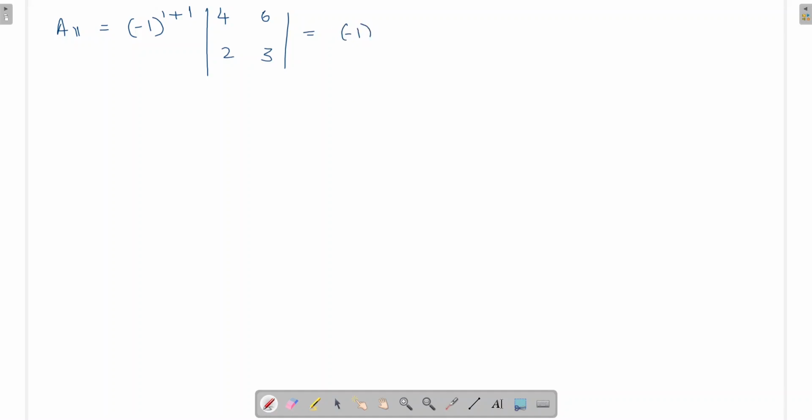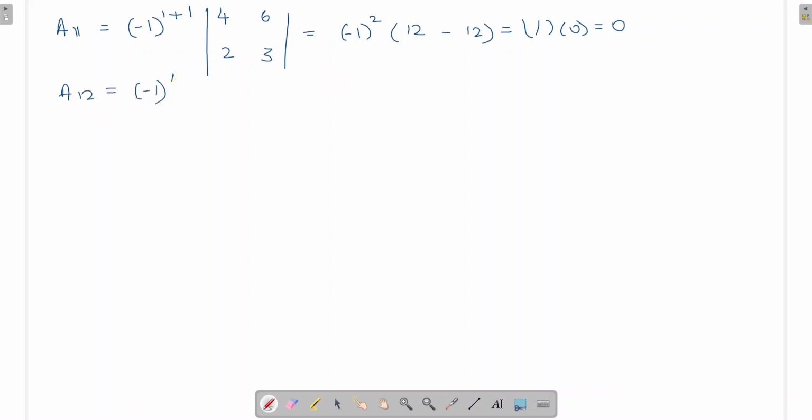So minus 1 raised to 2 times 3 times 4 is 12, minus 2 times 6 is 12. That will be equal to minus 1 squared is 1, times 12 minus 12 is 0. So we will get 0 here, right? Then A12 we have to find.